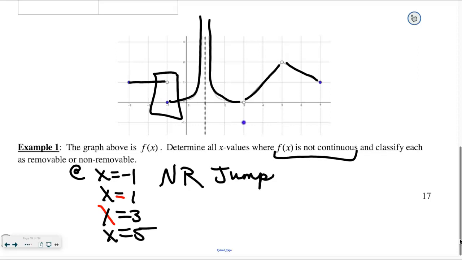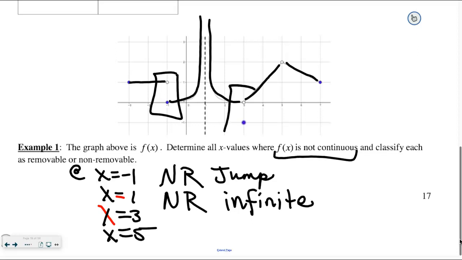At x equals 1, removable or non-removable? Non. I can't fix it with just 1 point. So non-removable, but what do you think I would call it? Asymptotic, or some books call it infinite, to say, well, you're going to the infinities, you cannot just plop a point in and fix it. So that would be a non-removable infinite discontinuity.